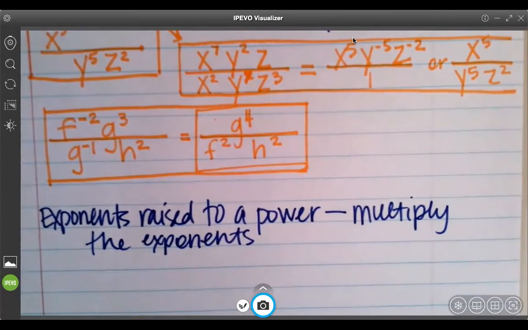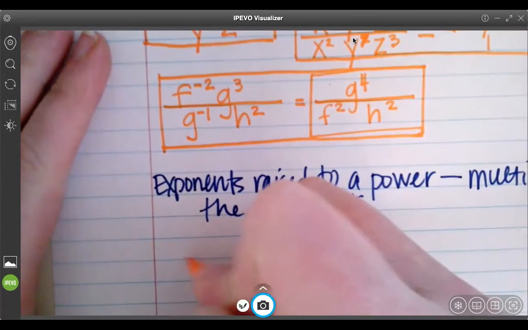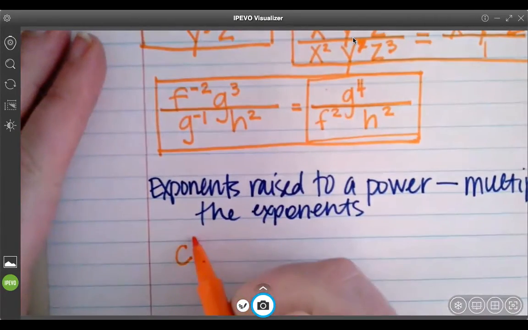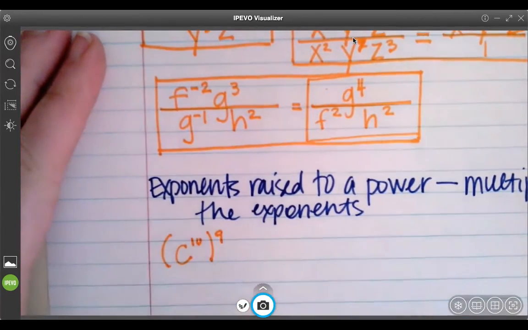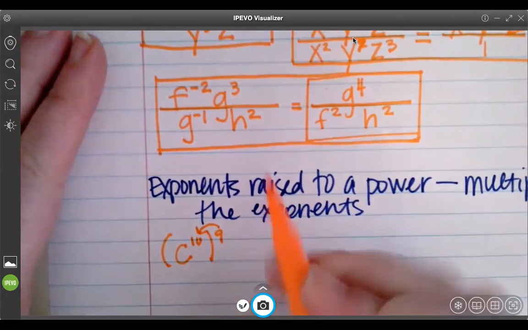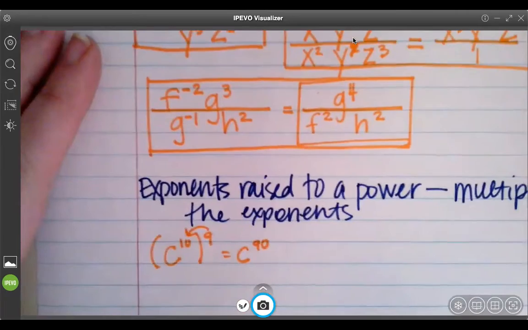We'll do a couple of examples here. One with just plain old variables. So maybe you have, what's the letter I haven't used? I haven't used C. Let's do C to the 10th to the 9th. Well, you just multiply those 2 exponents. So 10 times 9 is 90. So C to the 90th.